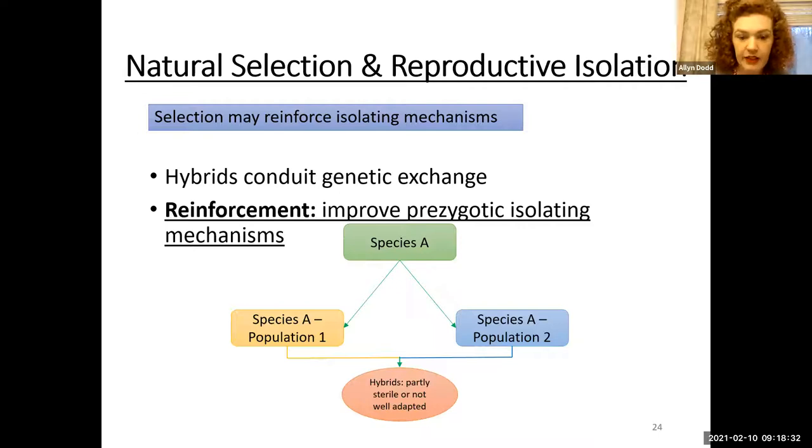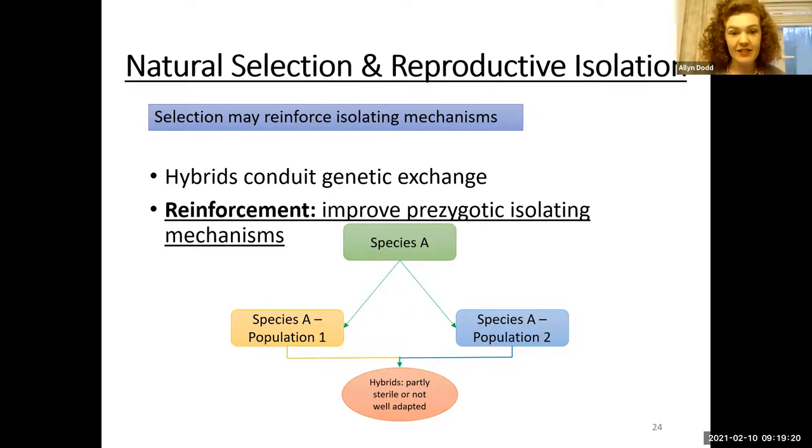But if you have two populations of a species that become isolated in some way, as we just talked about, maybe they become geographically isolated, even on small scales, those two populations begin to become genetically distinct as they are isolated from one another over time and respond to different selection pressures in the environment. Even if they do hybridize, you may often have hybrids that are not well adapted to either environment, or to an intermediate habitat between the populations.